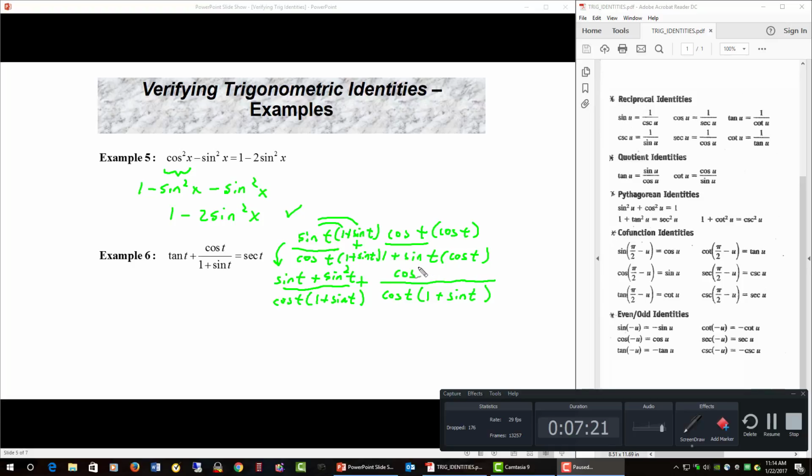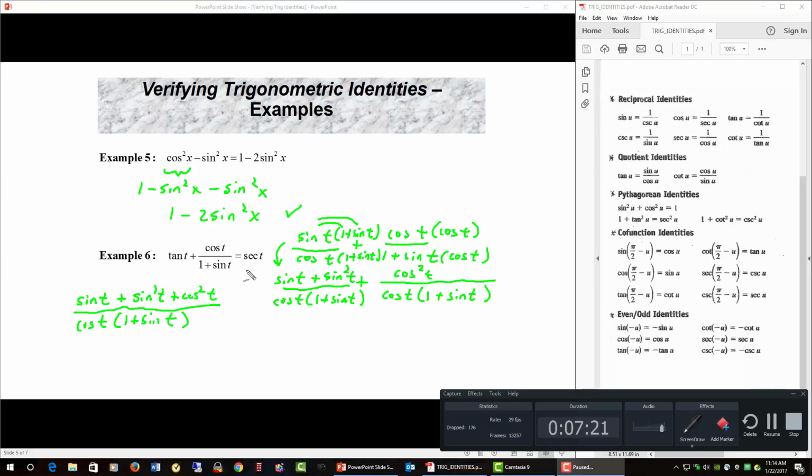So we'll go ahead here and put cosine t times cosine t, and the numerator of the second fraction will give us cosine squared t, and now we have a common denominator. So let's go ahead and rewrite this as the sine of angle t plus the sine squared of angle t plus the cosine squared of angle t all over the common denominator. And we'll see if we can go from there and figure this out.